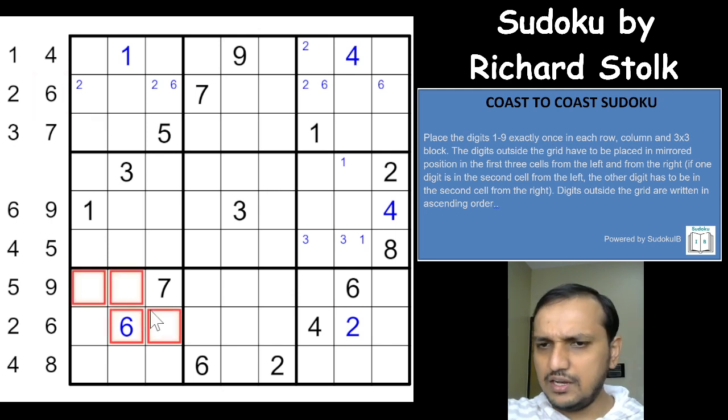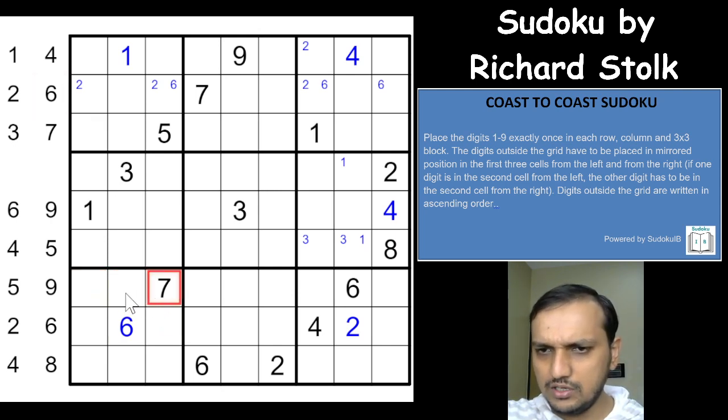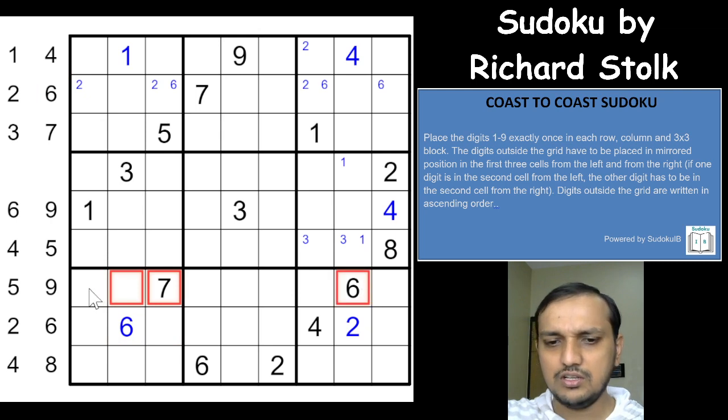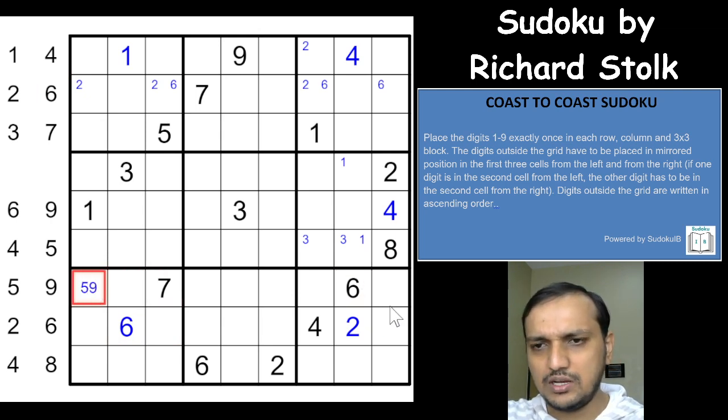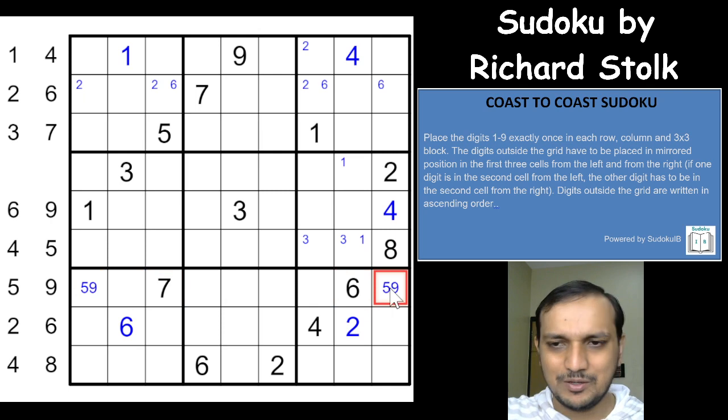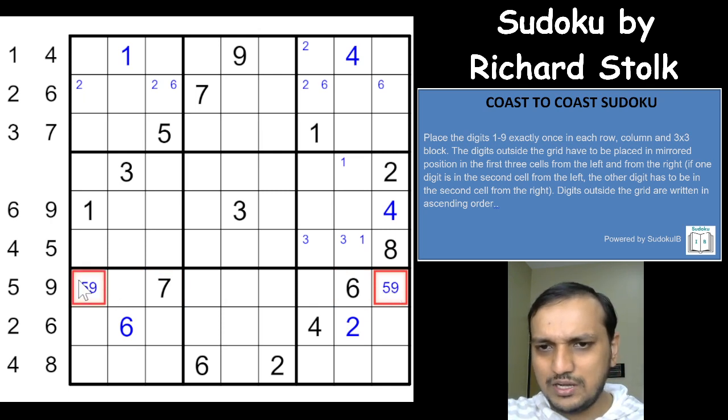One of the 5 and 9s would have to be here. It cannot be here because you already have a 6 here. So that 5 and 9 would have to be here, and the other 5 and 9 would have to be here. Amazing. So if this is a 5, this would have to be a 9. If this is a 5, this would have to be a 9. Nice. That was a good one actually.